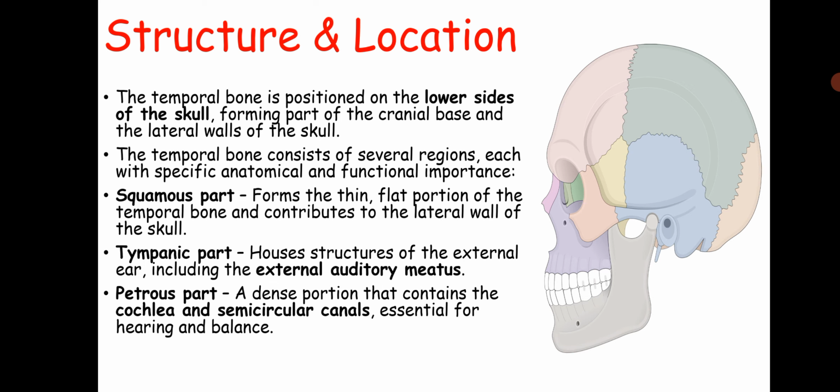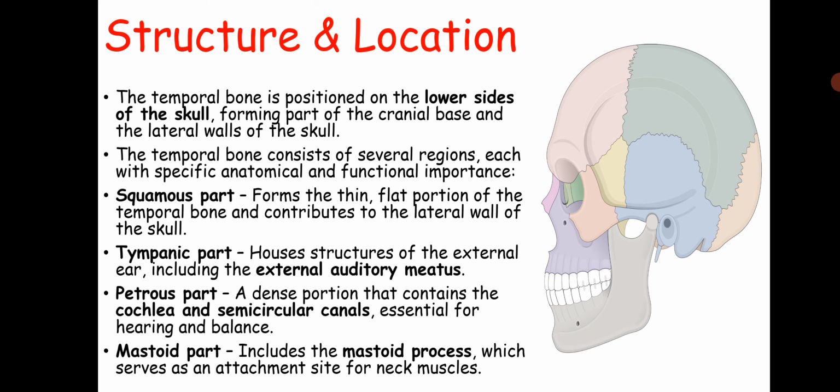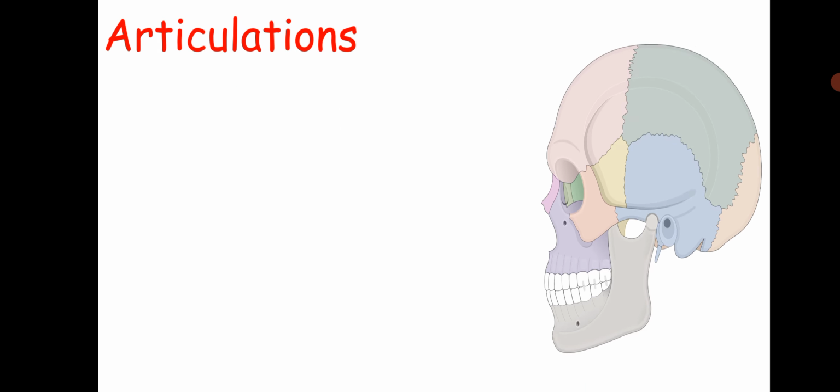It has a petrous part that is a dense portion that contains the cochlea and semicircular canals, essential for hearing and balance. And it has a mastoid part that includes the mastoid process, which serves as an attachment site for neck muscles.